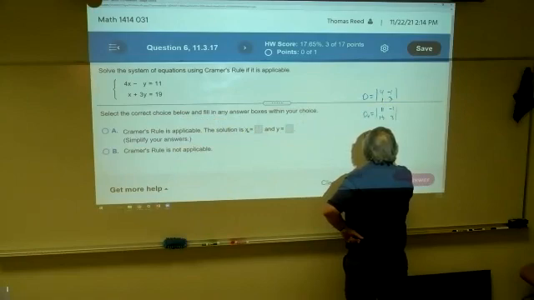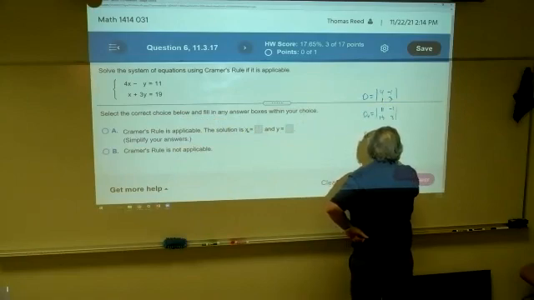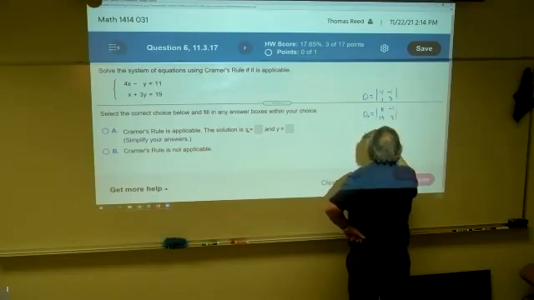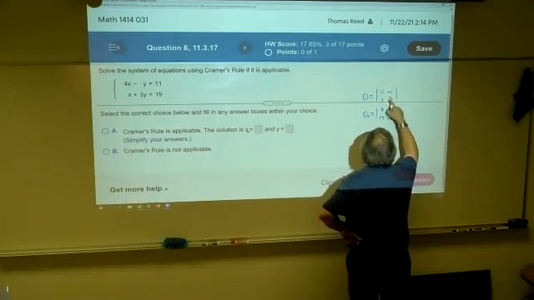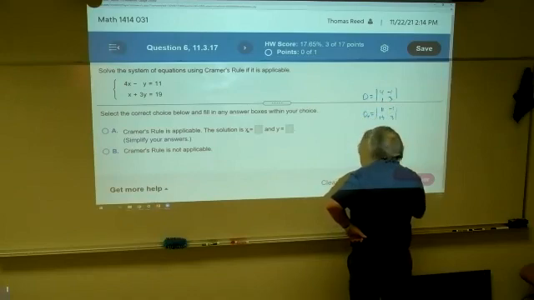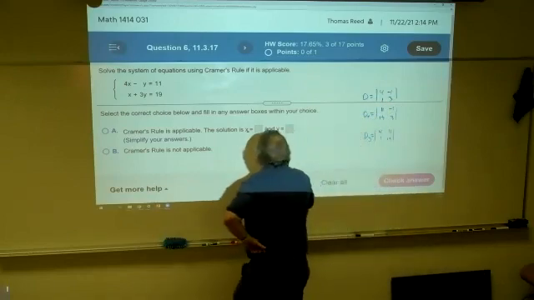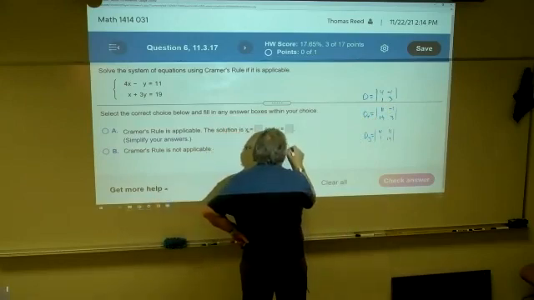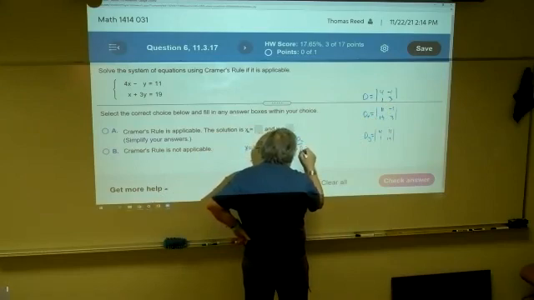And then the D sub y will be the x coefficients remain, but now the negative 1 and 3 gets replaced with the 11 and 19. Because now I know x is going to equal D sub x divided by D, and y is going to be D sub y divided by D.